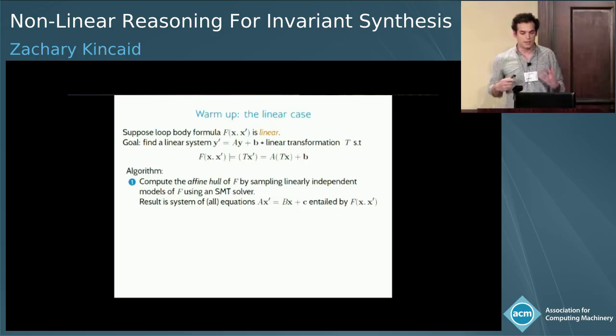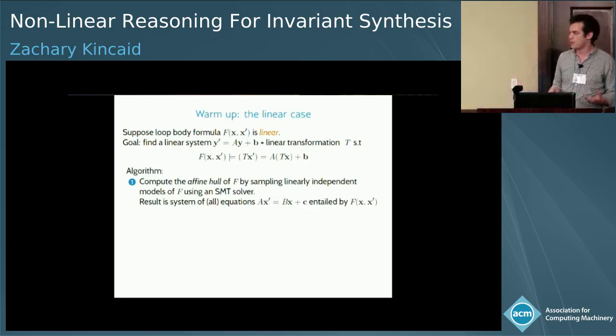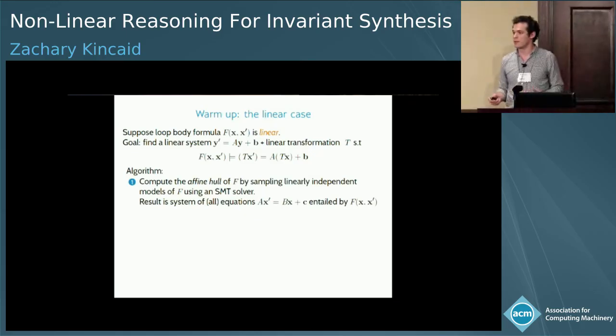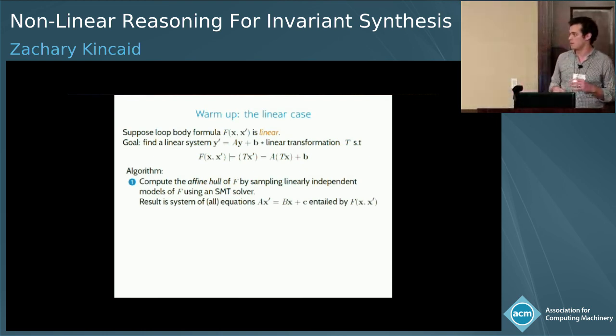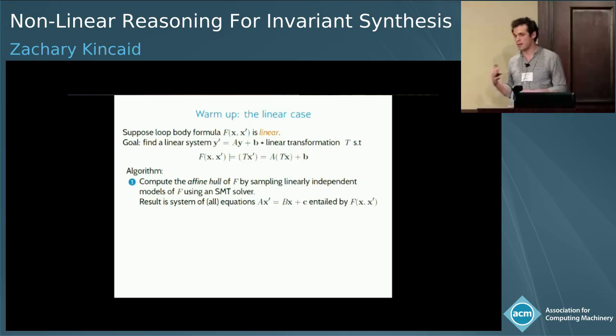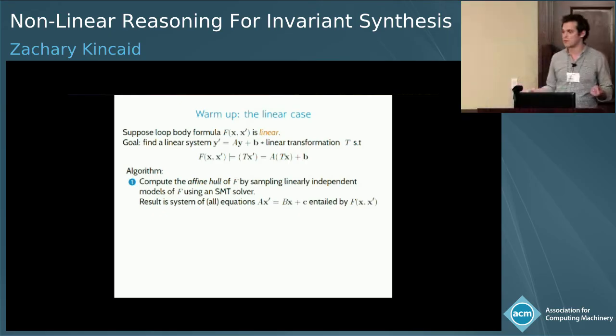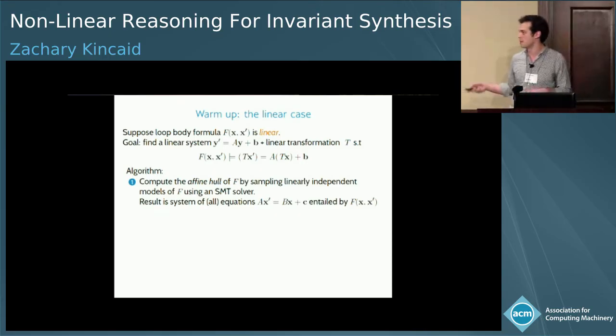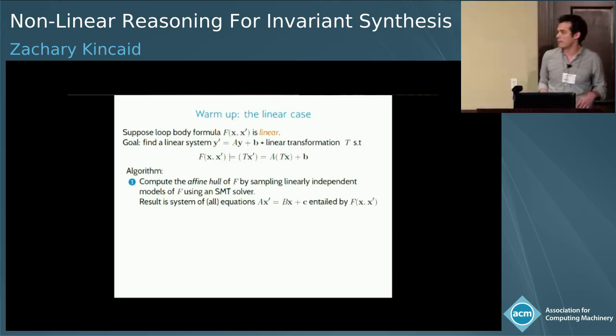And the process for computing this abstraction is two steps. The first step is to compute the affine hull of the formula. This is the system of all equations that are implied by the formula. All models of the formula satisfy this system of equations. And this can be done simply by querying an SMT solver for a bunch of linearly independent models. There's nothing really very complicated here. And what we end up with is a system of equations that looks kind of like this. AX equals BX plus C. Sorry, AX prime is equal to BX plus C.